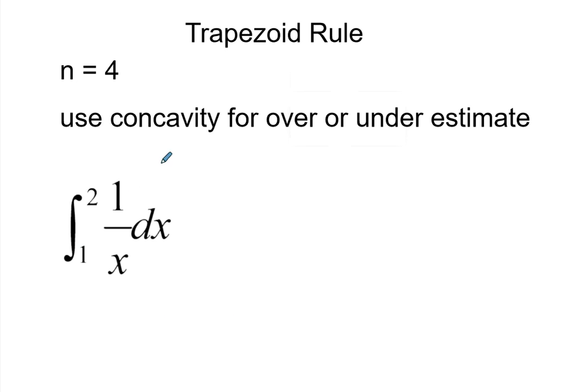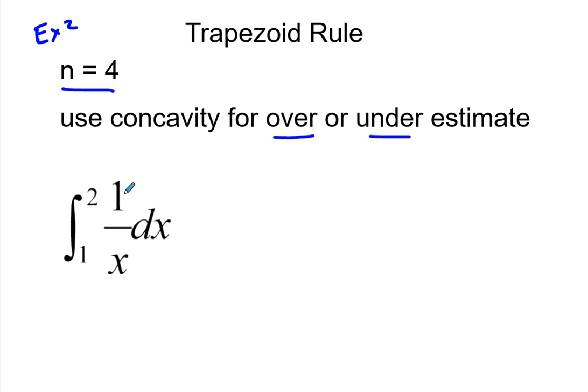Alright, welcome back. I'm going to do another example. This is example number 2 of the trapezoidal rule. Once again, we're using 4 trapezoids. We want to figure out if it's going to be an over or underestimate of this. So without further ado, let's try this out.